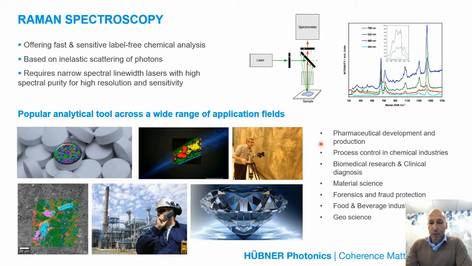So, for instance, in pharmaceutical development and production, Raman spectroscopy is routinely used for quality control of the raw materials, of the blend, and also of the compound distribution in finished pills. Raman spectroscopy is also starting to become an alternative to gas chromatographs for process control in petrochemical industries. It's being used in food and beverage production. It's being used in geoscience and archaeology. It's also used for gemstone control, forensics, and fraud protection in the field.